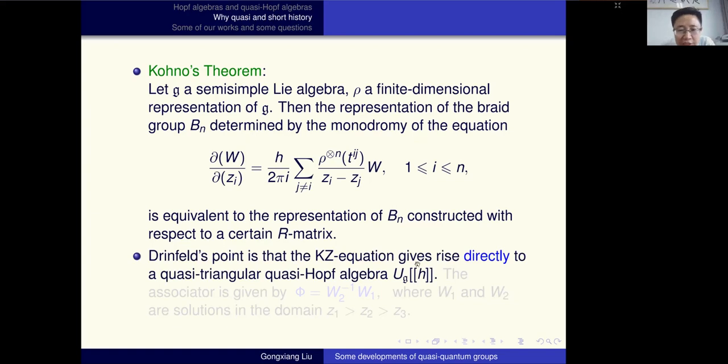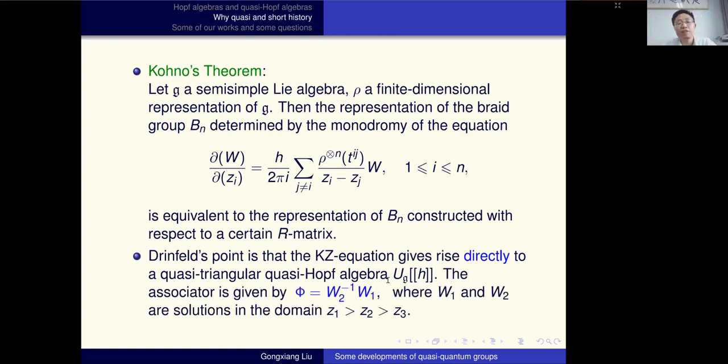So Drinfeld's point is: can the equation give rise directly to a quasi-triangular quasi-Hopf algebra? We'll give it directly. He finds the associator, which is just the difference between two locally asymptotic behaviors. This is called the Drinfeld associator. So Drinfeld finds this associator, which forces the representation category of this algebra structure to form a tensor category. So he needs to prove that the Phi must satisfy the pentagon, the hexagon, and some other axioms.